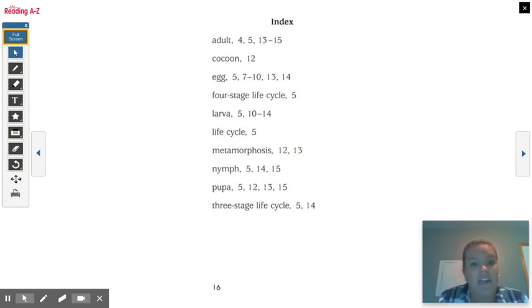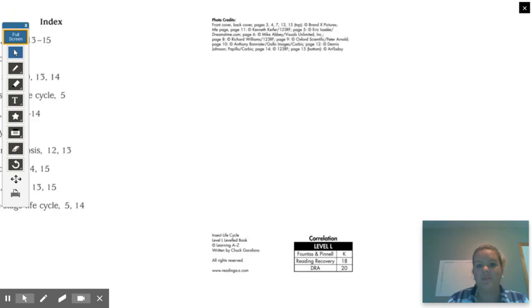Okay, we are at another text feature. What is this page called? The index. What does the index do for us? It picks important words and it tells us what page they're on. So if I was doing a research paper on cocoons, I probably wouldn't want to read this entire book. So I could turn to page, what page is cocoons on? Page 12. So I could turn to page 12 and read just about cocoons.